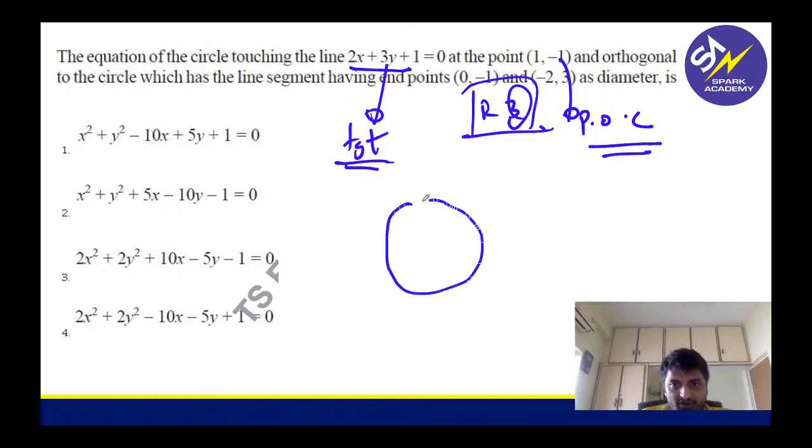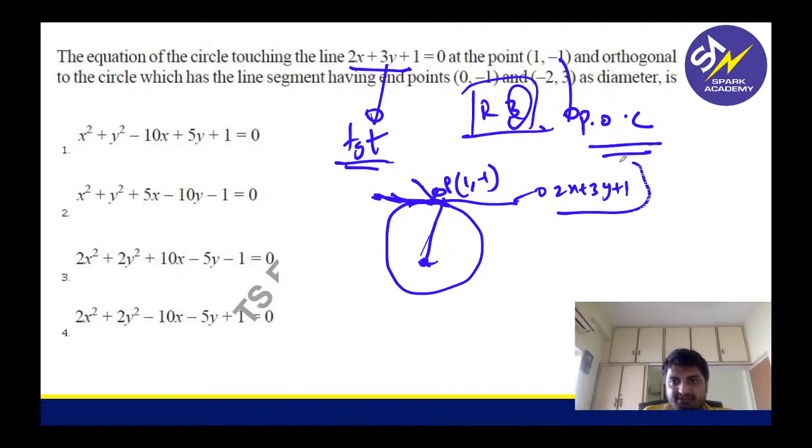So you can just draw like this. This would be your tangent. So this is your point of contact P, 1 comma minus 1. This is your point of contact. So you can draw this. This is given 2x plus 3y plus 1. So you know the perpendicular distance from this to this will be this. Perpendicular distance from this to this will be this. So you can assume h comma k. You can solve. So you'll get one circle.